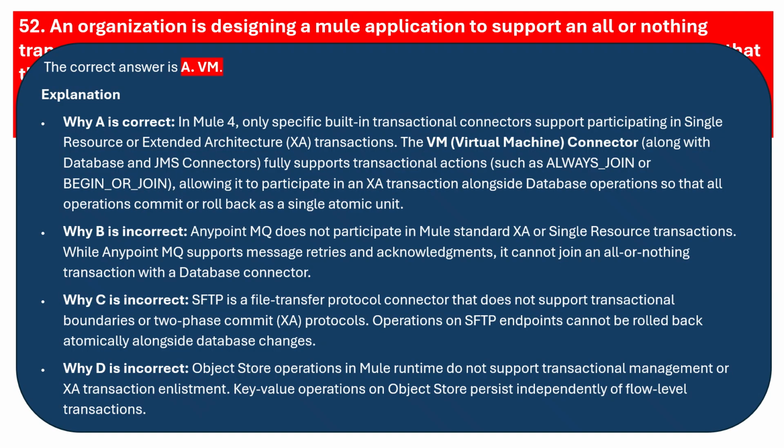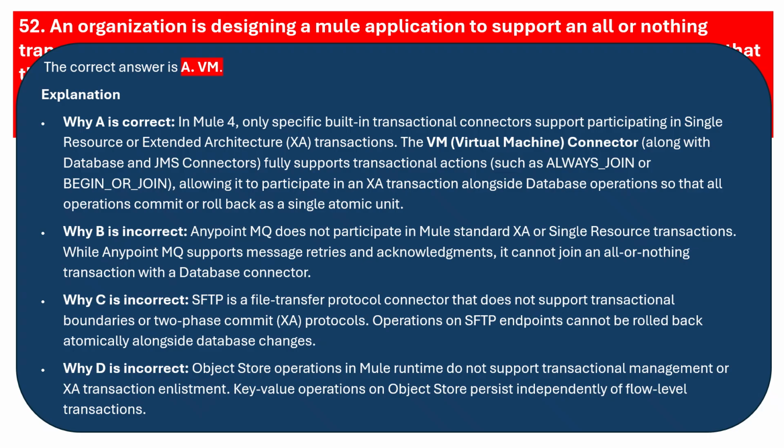The correct answer is A. VM. Explanation. Why A is correct. In Mule 4, only specific built-in transactional connectors support participating in single resource or extended architecture, XA, transactions. The VM, virtual machine, connector, along with database and JMS connectors, fully supports transactional actions, such as ALWAYS_JOIN or BEGIN_OR_JOIN, allowing it to participate in an XA transaction alongside database operations, so that all operations commit or roll back as a single atomic unit.